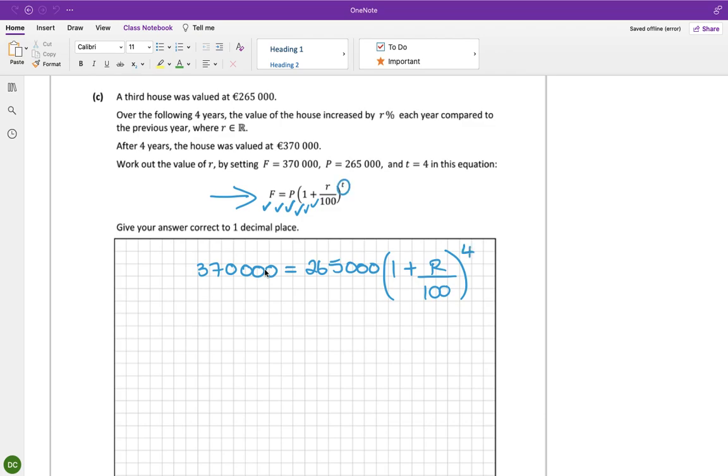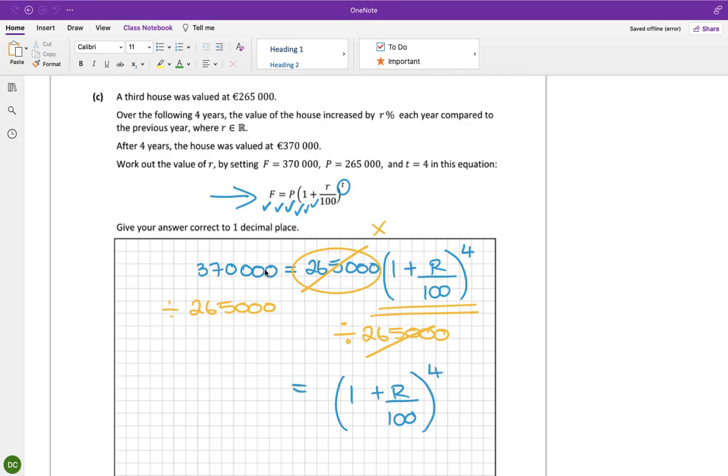Okay, so it's tricky enough to get this out, but we've definitely done this. So the first thing I'm going to get rid of is this. The relationship between that and this is multiplication. So to undo multiplication, we divide by 265,000. That will get rid of that. But if I divide by 265,000 on the right, I have to divide by 265,000 on the left. Okay, so on the right now, I have 1 plus r over 100 to the power of 4.